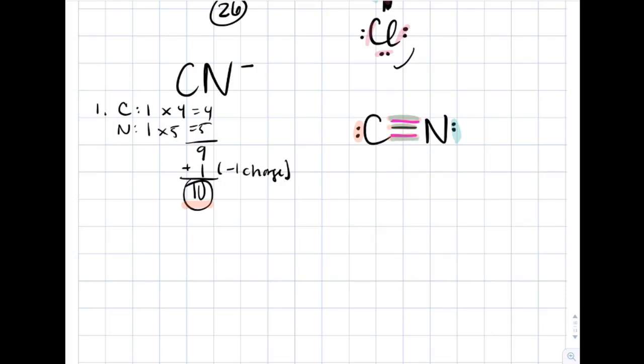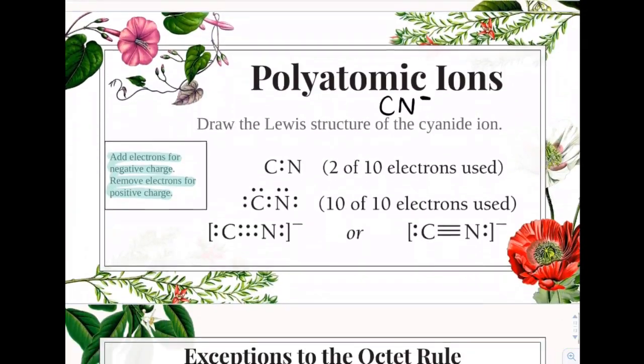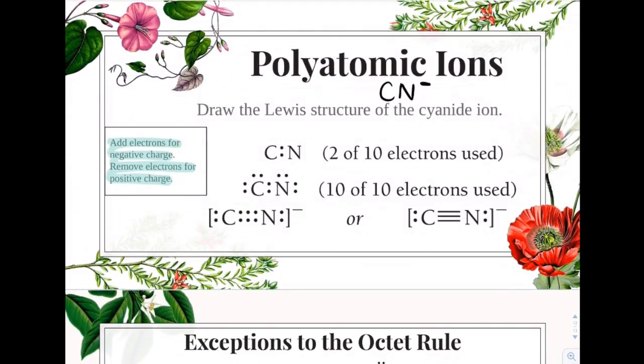This is my structure. One last thing for polyatomic ions. I need you to put brackets around the polyatomic ion with the charge on the outside to make sure that you're very clear that you have extra electrons hanging out in that structure. So to deal with my polys, we're going to put our charge on the outside and put everything in brackets.